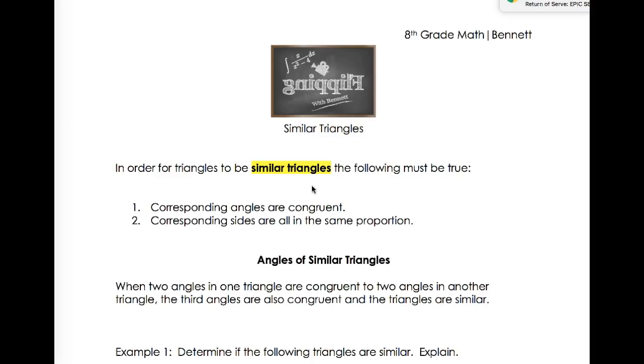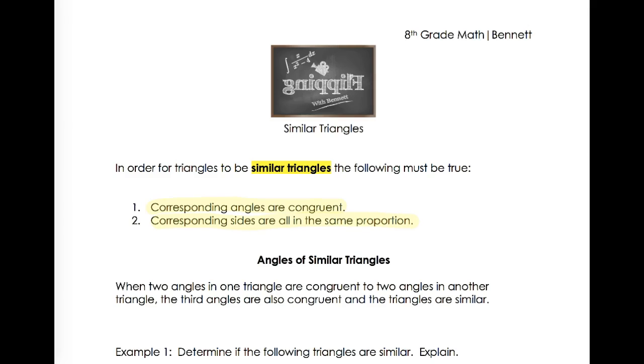Hey everybody, welcome to Similar Triangles, and today we're going to talk about how to determine if two triangles are similar. Now, the definition of similar triangles is written out for you, and what it means is that the corresponding angles of the two triangles are equal and the corresponding sides are in proportion. That's the actual definition. Today we're going to use a little something different.